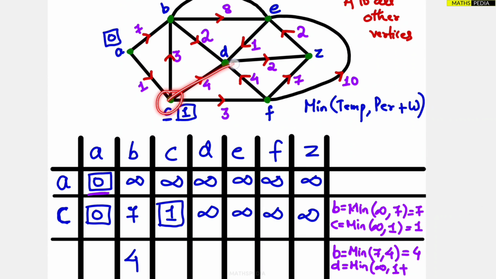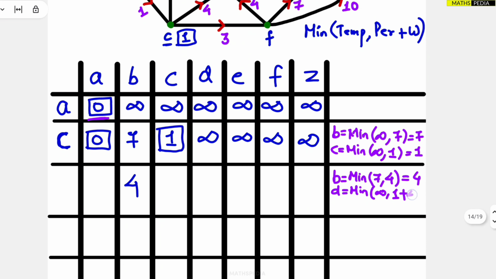Weight, you can look into this. C is connected to D, the weight of that edge is 4. Okay. So that means between infinite and 1 plus 4, which is 5, which is the minimum value? It is 5. So now D has got 5 as the minimum value. Okay. Now one more is left out.